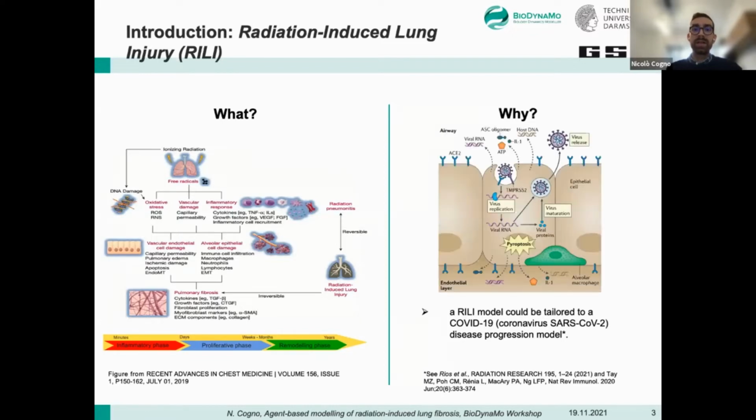And last but not least, a RILI model could also be tailored to a COVID-19 disease progression model, as it was reported that the inflammatory responses are at the core of the disease. This is mainly due to the fact that the ACE2 receptors are mainly presented by the epithelial cells, which, as I said before, are also the main targets of the radiation.